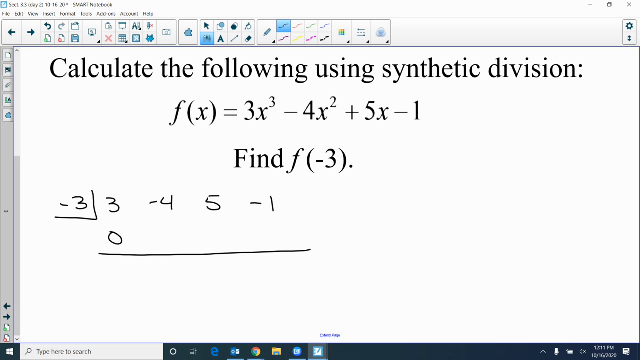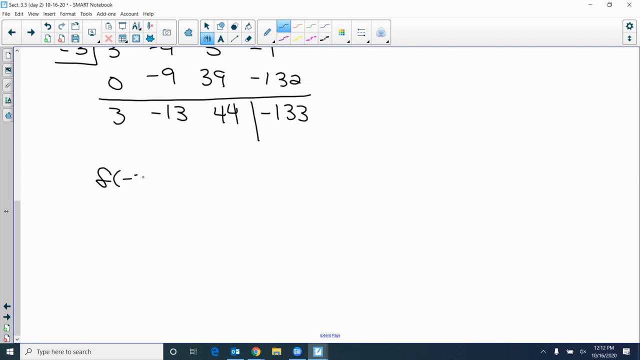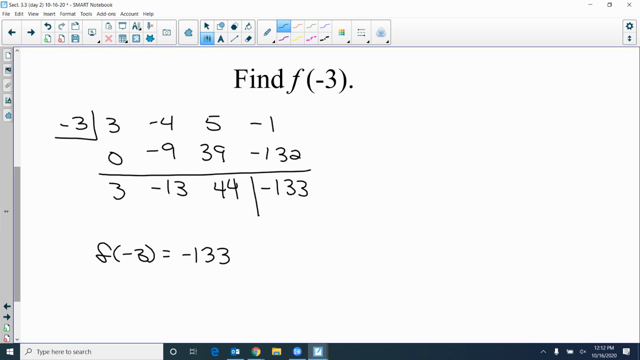All right, so I got 3 here. 3 times -3 is -9. -13. Plus 39. Add those, get 44, and I get -132 here. And so I get -133. So that means f of -3 is -133. All right, now how does that apply to the division?